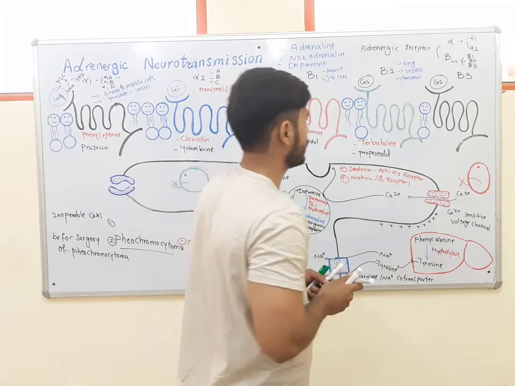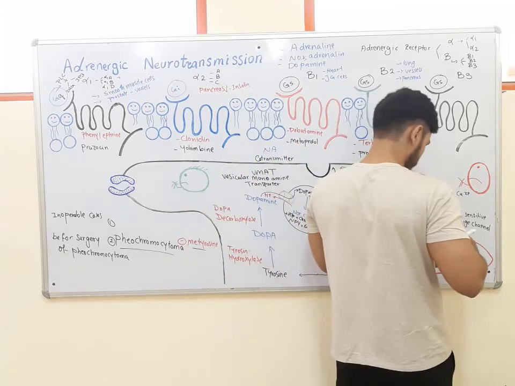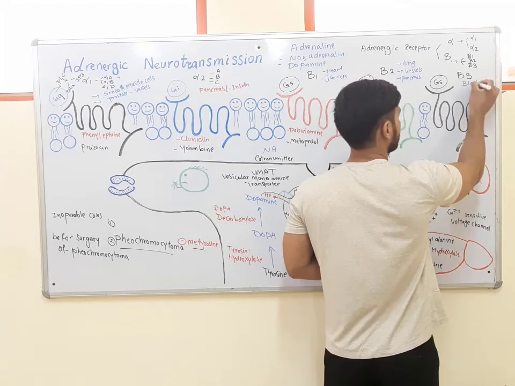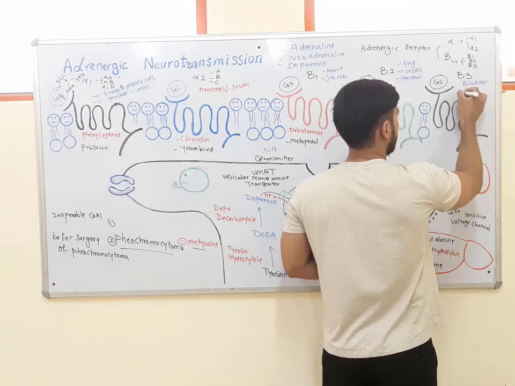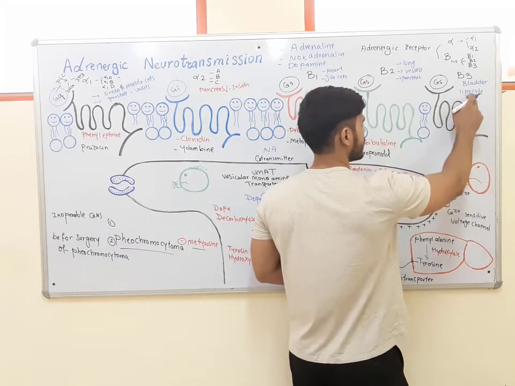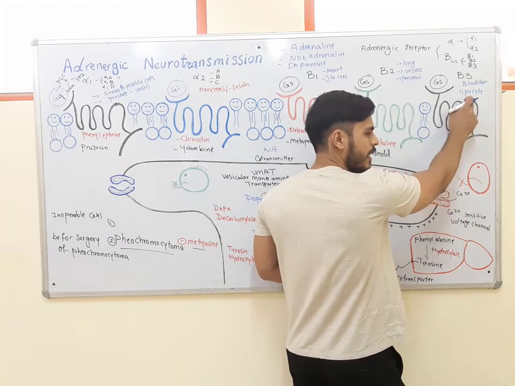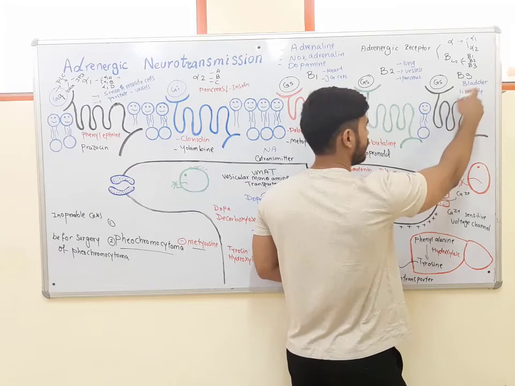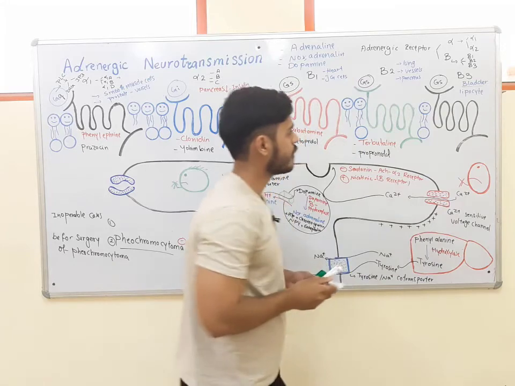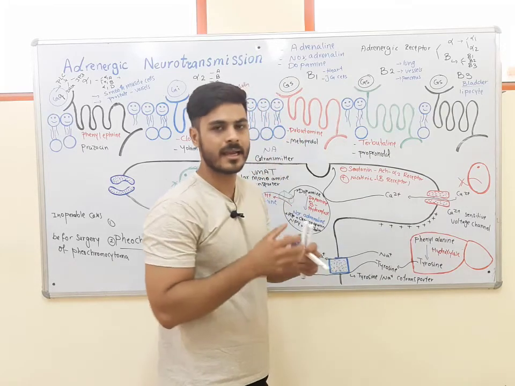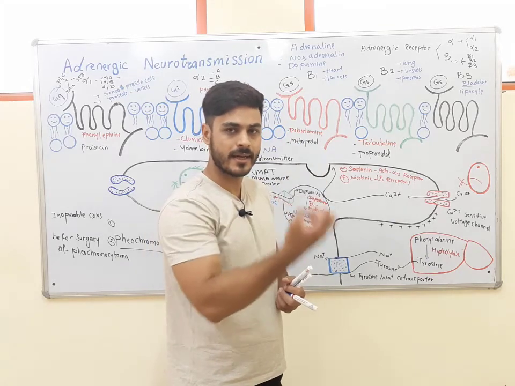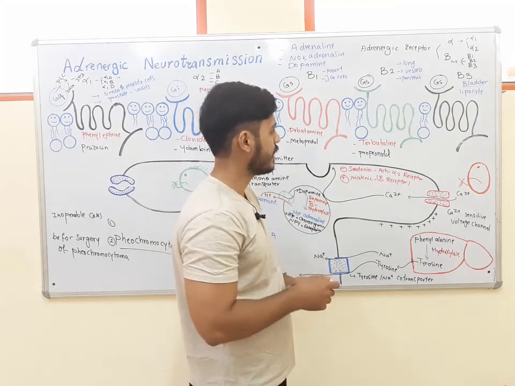And about beta 3 receptor, we have this receptor on the bladder as well as adipocyte. When noradrenaline binds to the beta 3 receptor on the adipocyte, it will increase lipolysis. And when it binds to the beta 3 receptor on the bladder, it can relax the detrusor muscle and it can decrease the urination. This was about the effect.